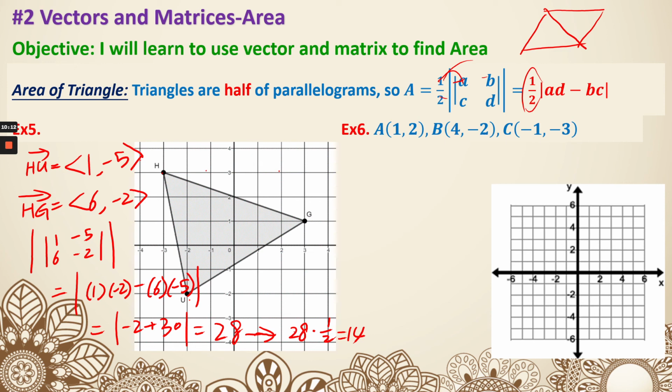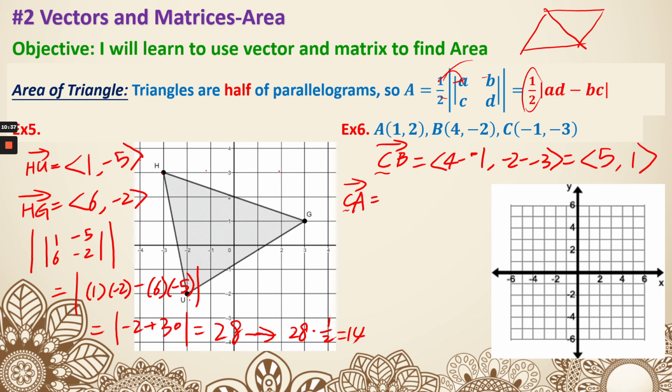Next, example 6. Let's say we're going to do CB. CB, I'm going to need to use B minus C, so 4 minus -1, and then -2 minus -3. That is going to give you CB as 4 plus 1, which is 5, -2 plus 3, which is 1. And then we have CA. Again, starting from the same point, indicating they are adjacent vectors. CA using A minus C, 1 minus -1, 2 minus -3. That's going to give you 2, 5.